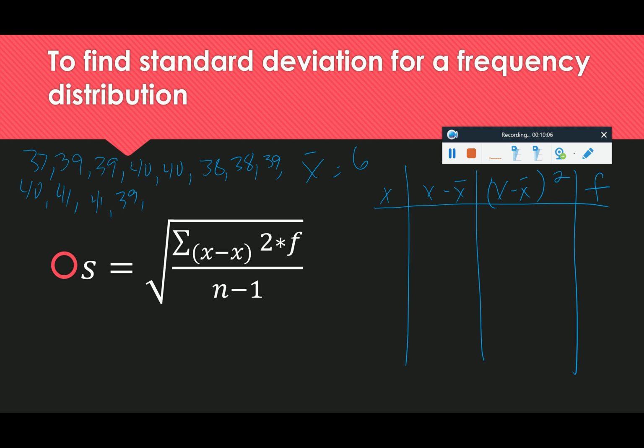41, 39, 41, 42, 42, 44, 40, 40, and 41. So notice you have a lot of the same repeating numbers. So we're just going to write one of each number. We have a 37, a 38, a 39, a 40, a 41, a 42, and a 44.